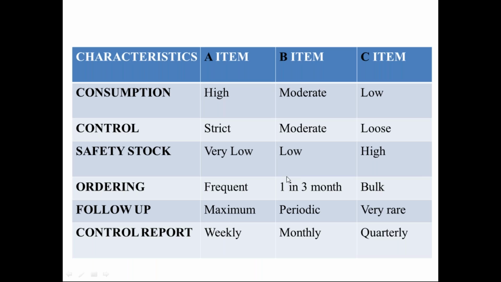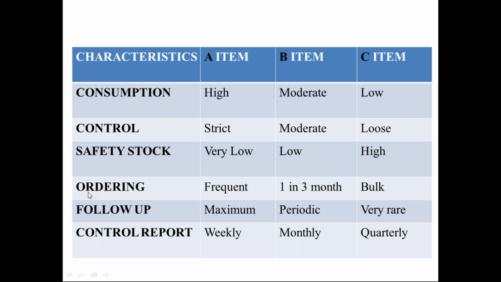So now if we look at the characteristics, we can compare with the help of the table. For the consumption, item A has high consumption, B is moderate, and C is low. Whereas control required in case of the A item is strict, B items moderate, and the C item loose or low control. Safety stocks we need to have very low for A. For this we can keep a low safety stock and we can keep a high safety stock for item C.